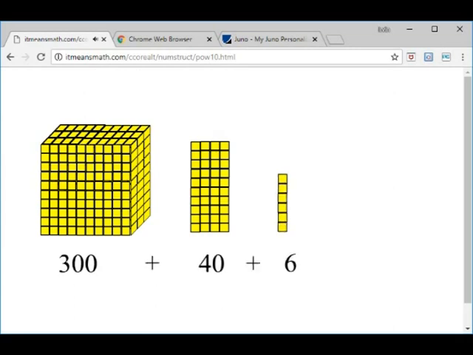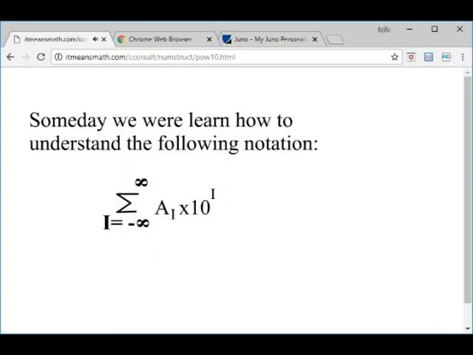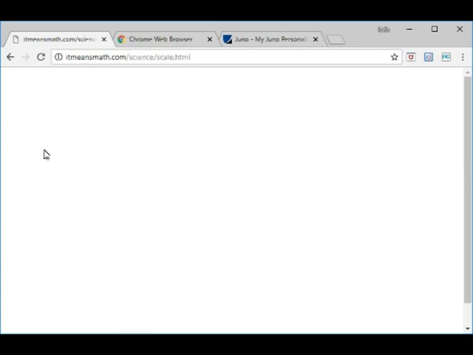300 is 3 100 blocks, 40 is 4 10 blocks, and 6 is 6 unit blocks. That's 3 times 100, 4 times 10, and 6 times 1. That could be written as 3 times 10 to the 2, 4 times 10 to the 1, and 6 times 10 to the 0. Someday we will learn how to understand the following notation.